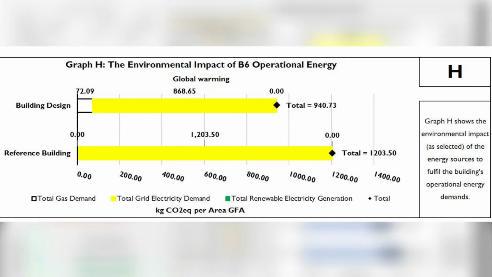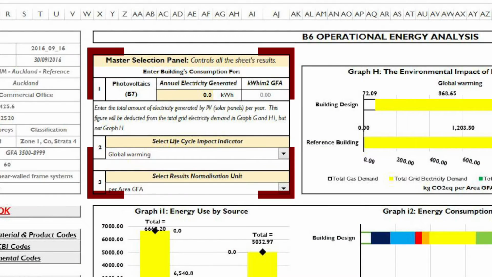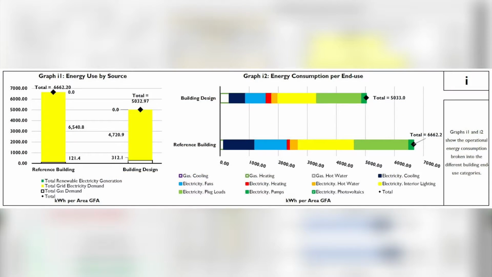Graph H, Building Operational Energy Analysis, compares the design building to its equivalent reference building. It plots the environmental impact of the operational energy use consumed over a 60-year building lifespan. The total consumption is separated into three contributing energy sources: natural gas, grid electricity, and renewable photovoltaic generated electricity. Like other LCA Quick results, the environmental impact and normalization units are selected using the master selection panel located on this sheet.